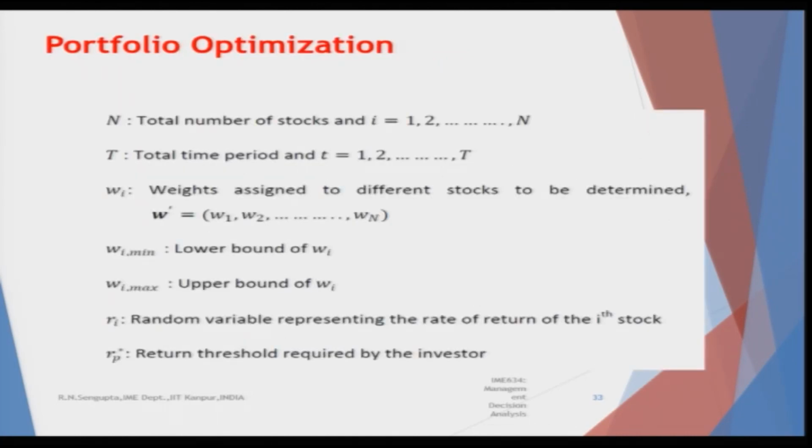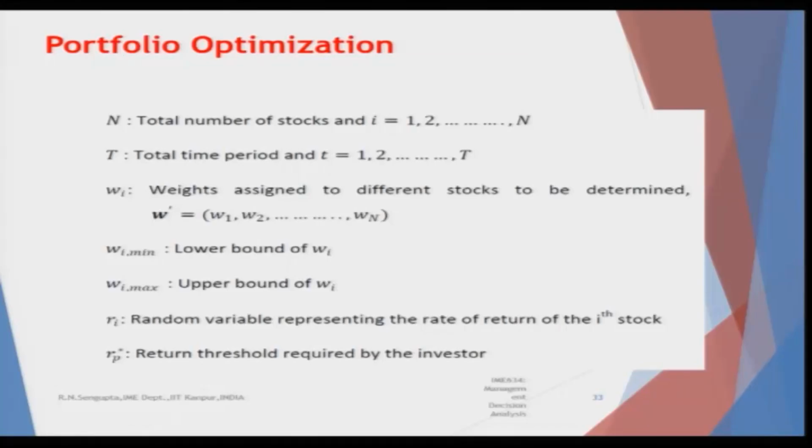Here you could also have, and then this explanation is given, the total number of stocks are given, I is equal to 1 to n, T is the total time period. So, why I am bringing the total time period, I am going to come to within 2 minutes, and Wi's are the weights assigned to the different stocks which are to be determined.